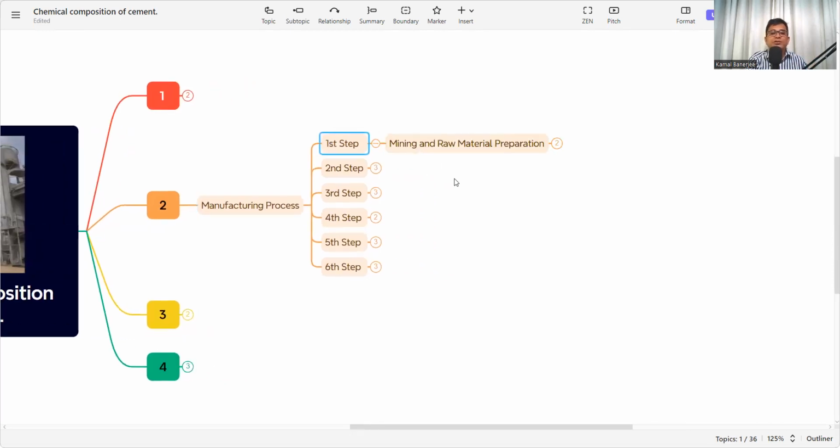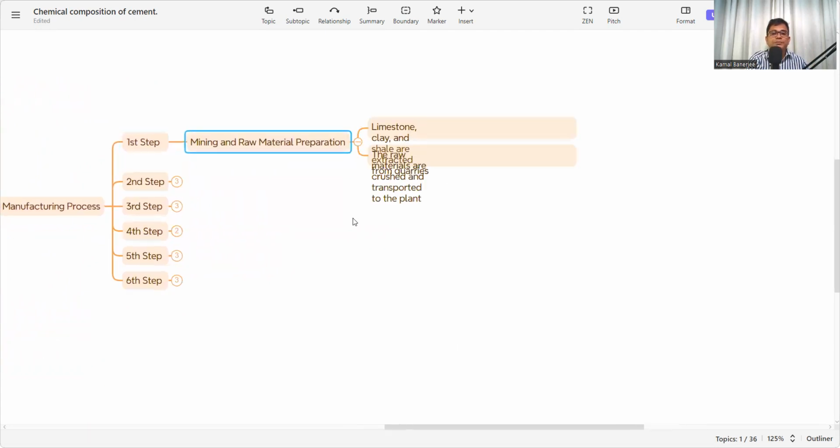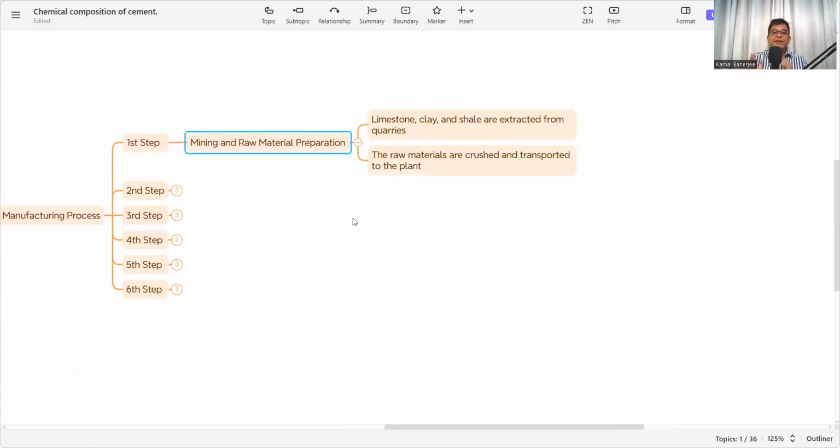The first step is mining of raw materials and preparation. That means limestone, clay, and shale are extracted from quarries, and then the raw material is crushed and transported to the plant. The first stage is whatever raw material we need to extract from the quarries, and it is to be crushed and then transported to the plant.